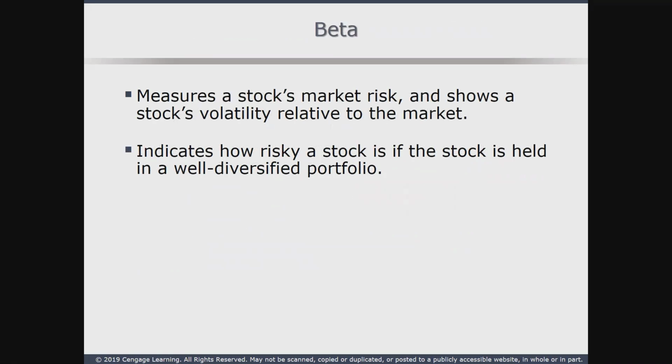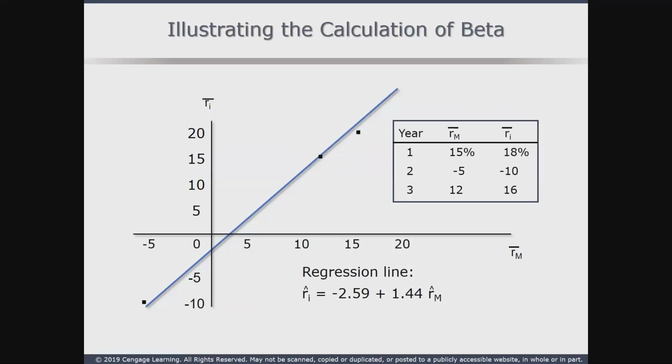Market risk is measured by beta, and it indicates how risky a stock is if the stock is held in a well-diversified portfolio. Let me illustrate beta using this example. In this example, there is RM, which indicates the market return, and RI, which indicates the stock return. Market return generally means market indices, for example, S&P 500 or Dow Jones Industrial or NASDAQ, etc. RI represents our stock's returns.